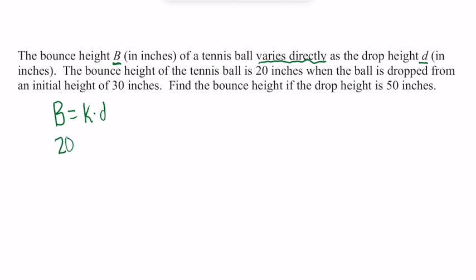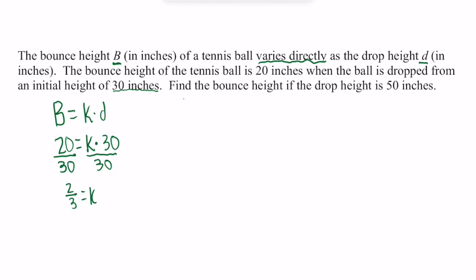We put that in for the bounce height b. We don't know what k is. We're trying to find that. It tells us we drop it from an initial height of 30. We plug that in for d. To get k by itself, we divide both sides by 30. 20 over 30 we can reduce to 2/3. So we have 2/3 is equal to k.